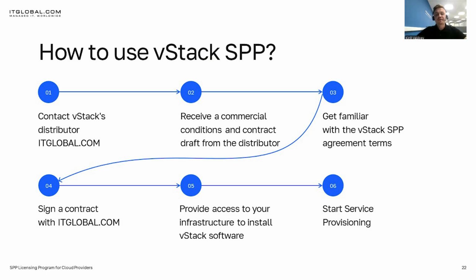So how you can start service provisioning? First of all, you need to contact us, the vStack's main distributor, and we'll send you the commercial conditions and a contract draft for the distribution. You get familiar with the vStack SPP agreement terms. Once you sign a contract with ITGLOBAL.com, you need to provide us with access to your infrastructure to do the installation of the vStack, and then you're going to, of course, start service provisioning.